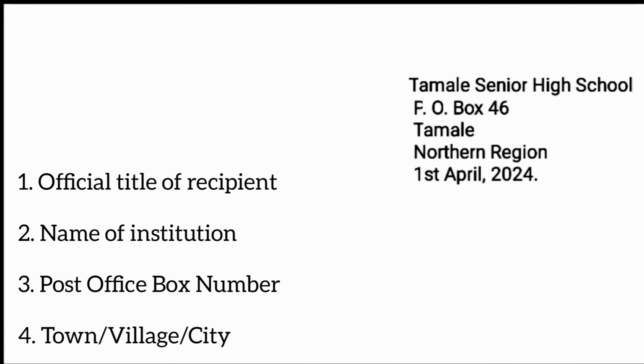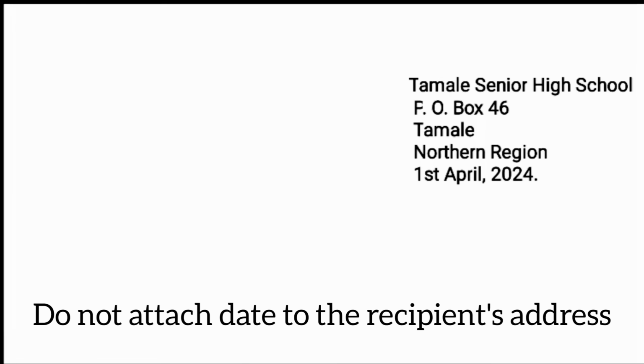So the first line contains the official title of the person you are writing the letter to, for example, the principal. The second line contains the name of the company or organization or academic institution, for example, St. John Bosco's College of Education. The third line contains the box number, for example, P.O. Box 10. And the last line contains the name of the town or city, for example, Navrongo. Make sure you do not attach any date to the recipient's address.